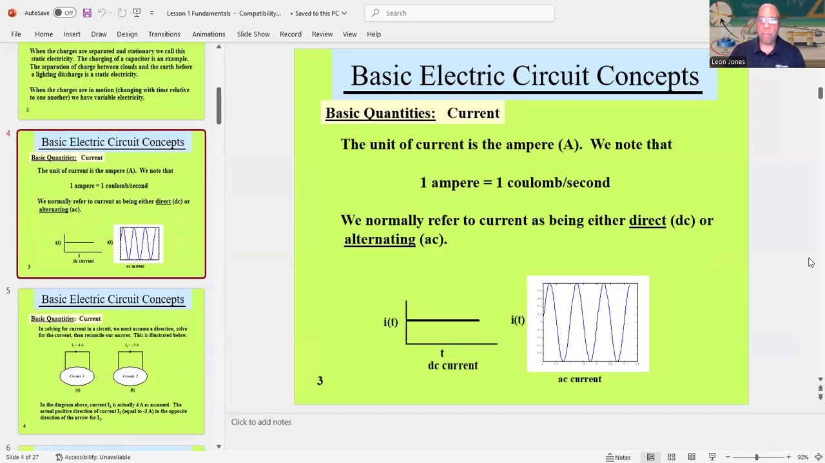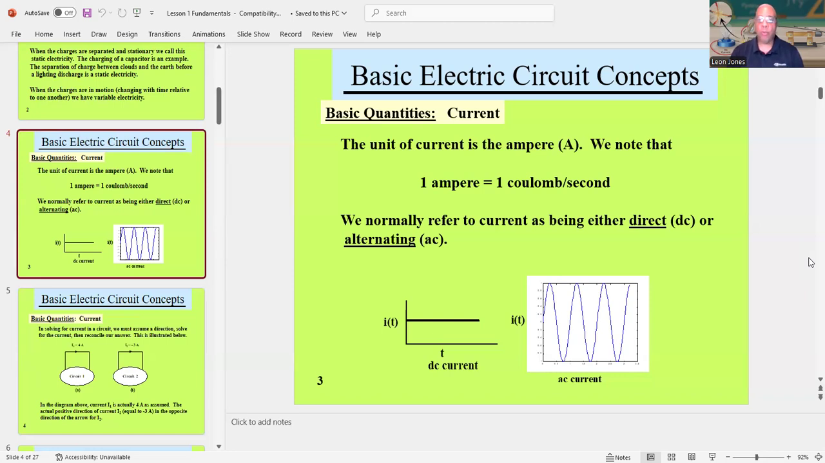Now, some of the basic concepts. The unit of current is always an ampere. And we note that 1 ampere, remember, I gave you a lesson on conversions. Well, with basic electric concepts, we're going to have conversions. 1 ampere equals 1 coulomb per second.